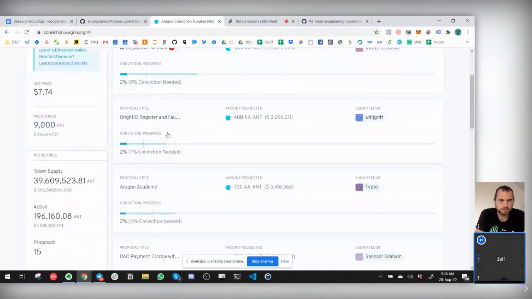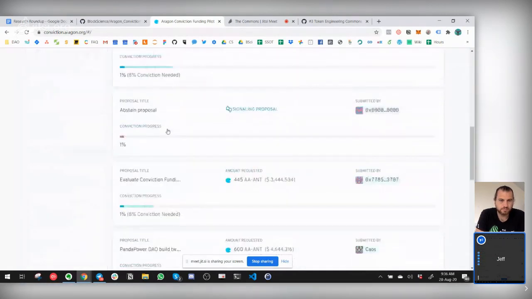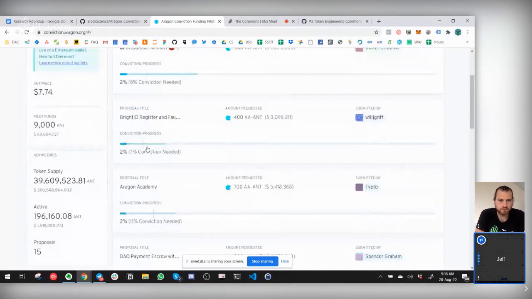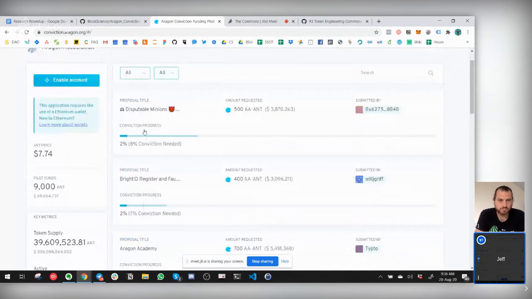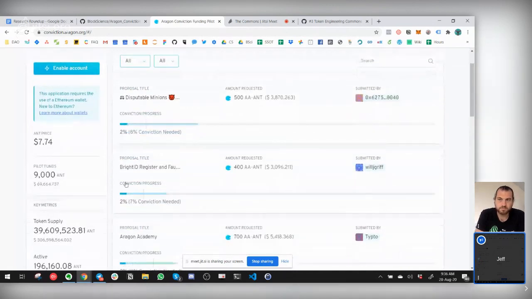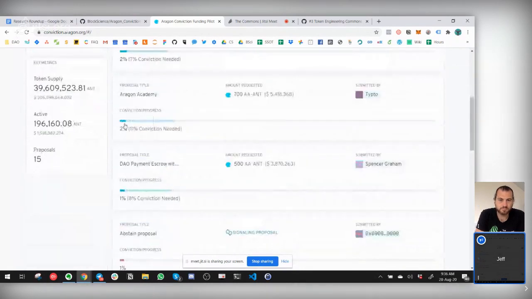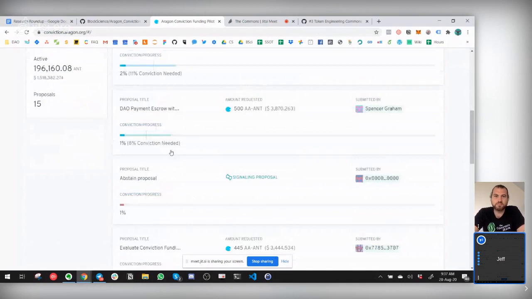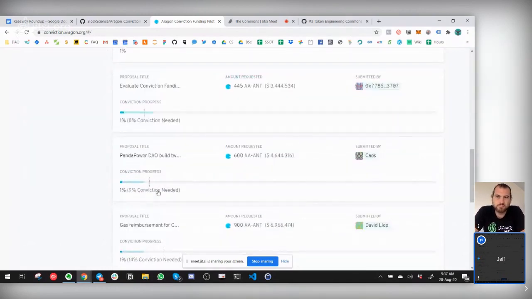And they are allowing the community to put up proposals, which are all then voted on using ANT. And when they achieve enough conviction, so you can see this actually just started yesterday, the top proposals have about 2% of the required conviction. But you can also see this projected conviction bar. So it's looking like these early proposals will have enough conviction to pass.